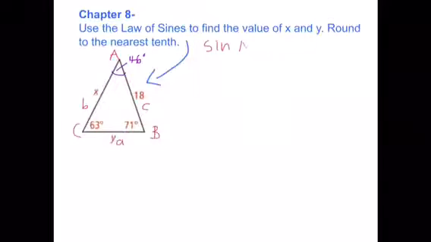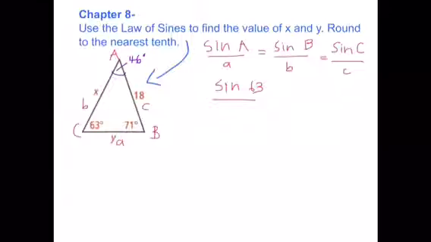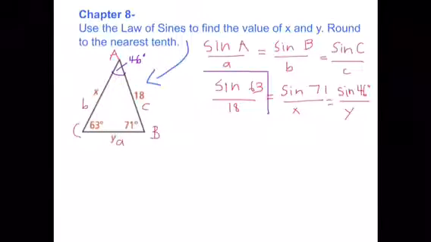The formula for the law of sines is sine A over A equals sine B over B equals sine C over C. Then I'm going to substitute in my angle measures and side lengths. I'm starting with the first two ratios to create a proportion where x is the variable I'm trying to find.